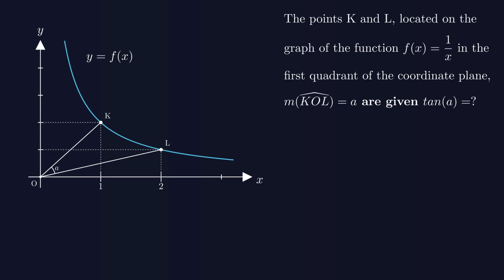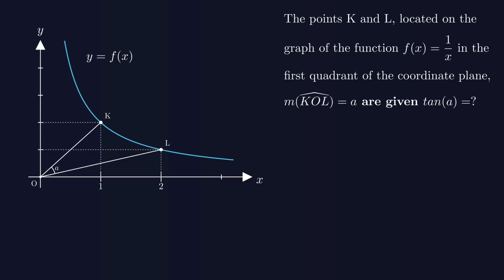Here's what it says. In the first quadrant of the Cartesian coordinate system, the points K and L lie on the graph of the function f of x equals 1 over x, as shown in the figure. The angle KOL is denoted as alpha. So what is tangent alpha?